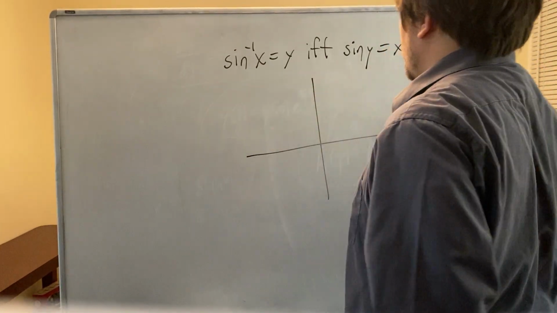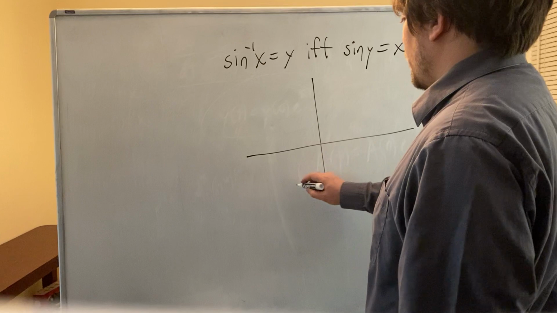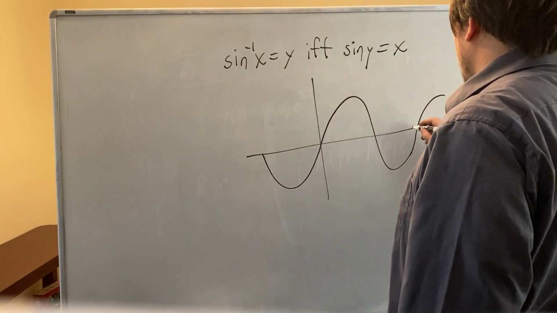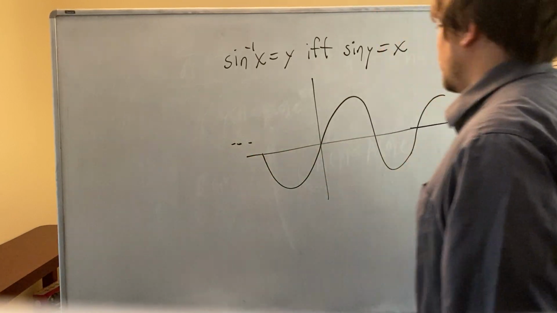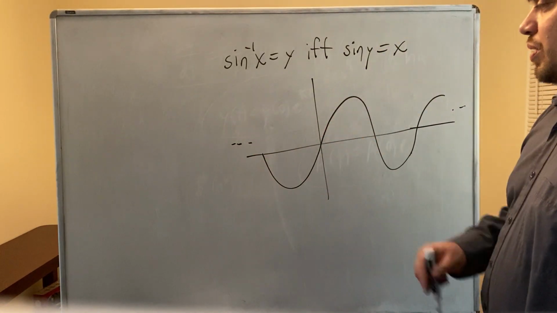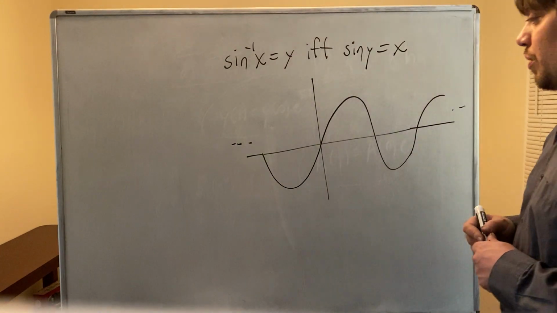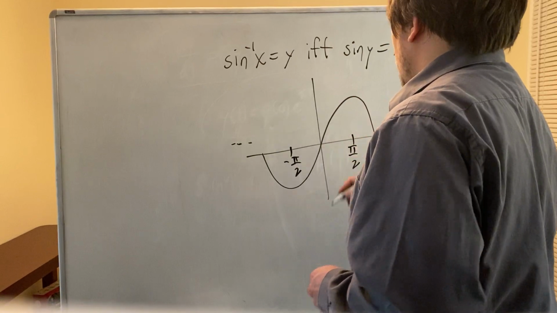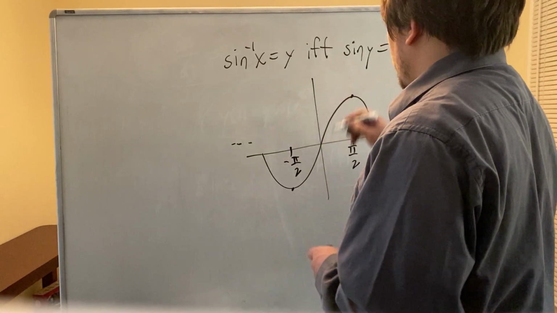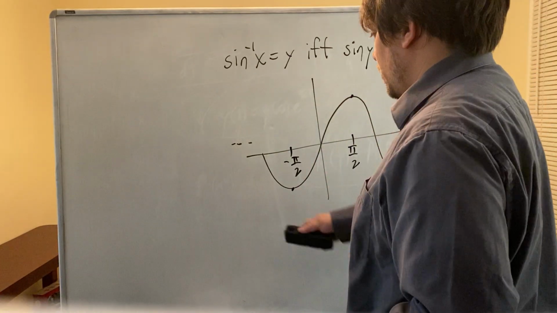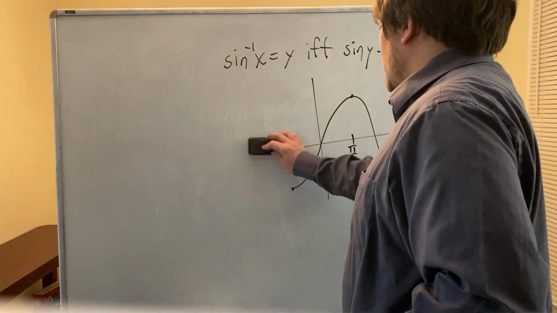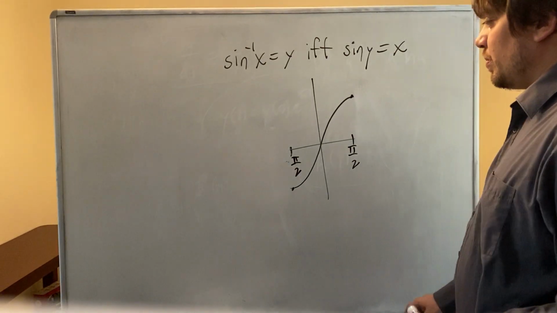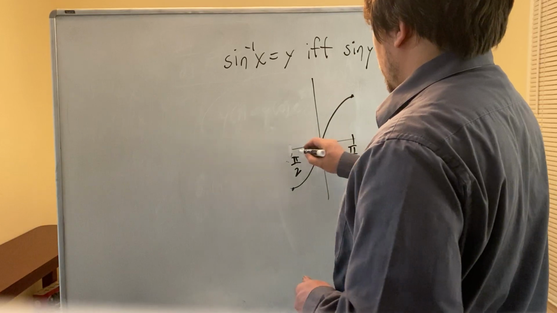Most trig functions are not usually one-to-one. For instance, the sine function, which looks like this, is periodic and it repeats. It's not a one-to-one function. It fails the horizontal line test. So what you do is you restrict the domain from negative pi over 2 to pi over 2, and you get rid of everything else in the graph. So now you only have the domain from negative pi over 2 to pi over 2. Okay, that's all we care about.